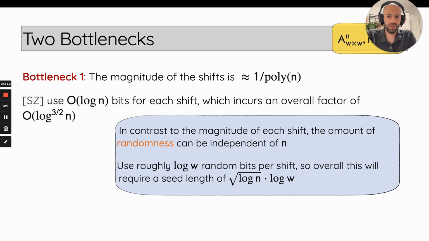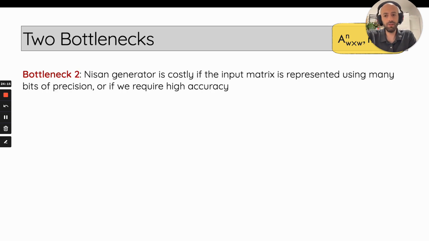And let's not spend too much time on this issue, because the second bottleneck is the more challenging one to overcome, and it's that Nissan's generator is costly if the input matrix is represented using many bits of precision, or also if we require high accuracy. So if we require 1 over poly n accuracy, it seemingly makes sense that each iteration requires log n space, which is too much for us.